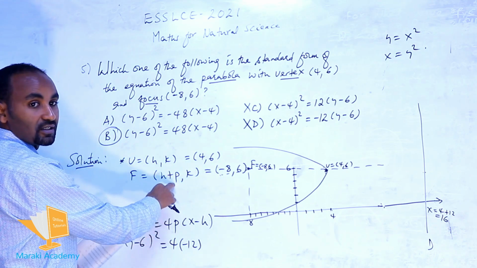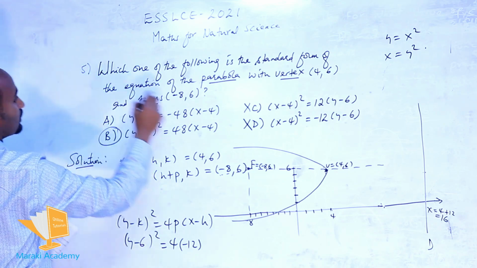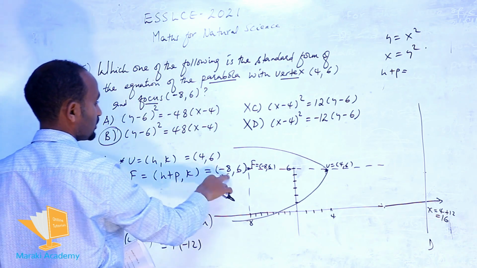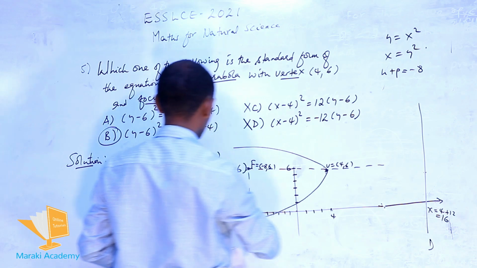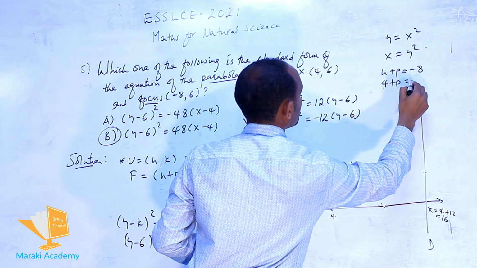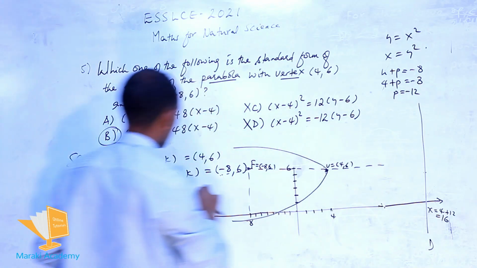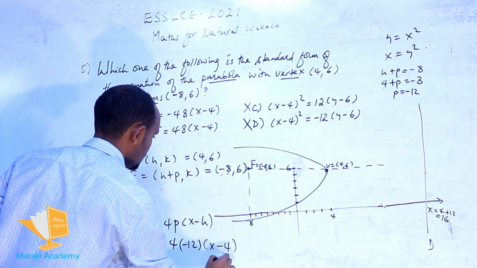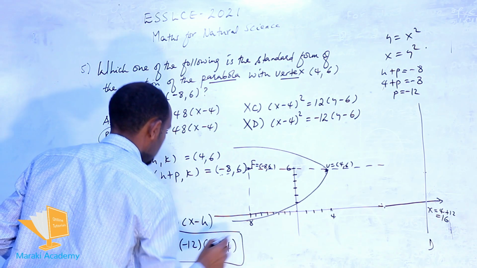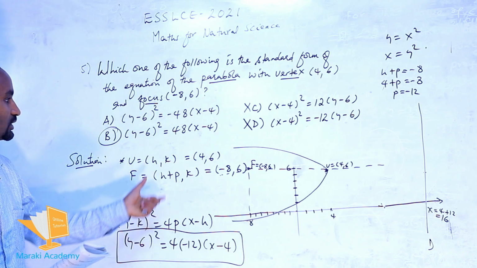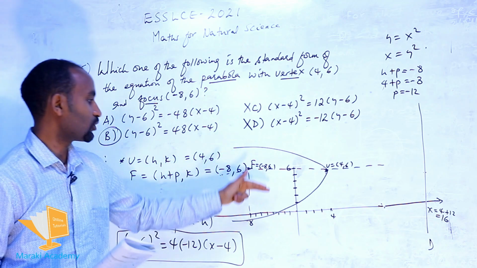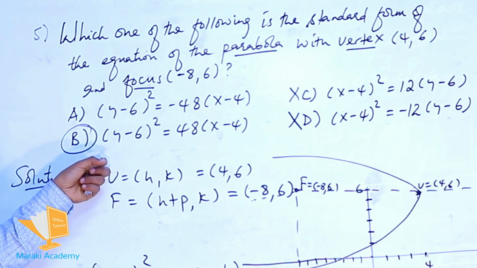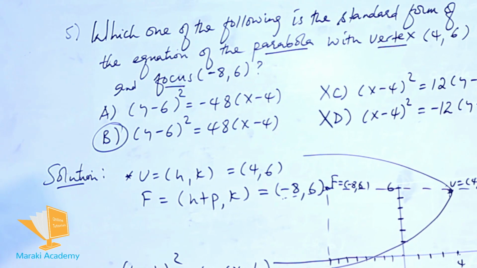4 plus p must be minus 8. So what must p be? You see, h plus p must be equal to the focus point, minus 8. H is 4. So 4 plus p is minus 8. So p is minus 12. Okay? That's why this is negative. So x minus h, h is 4. So this is the equation of the parabola. Okay? It is horizontal. The axis of the parabola is parallel to the x-axis. Okay? Parallel to the x-axis. And therefore, choice B is the correct answer. Okay, let's move on to the next question.